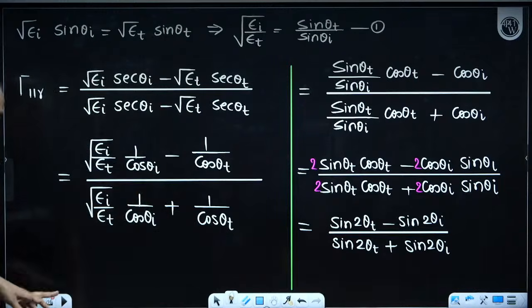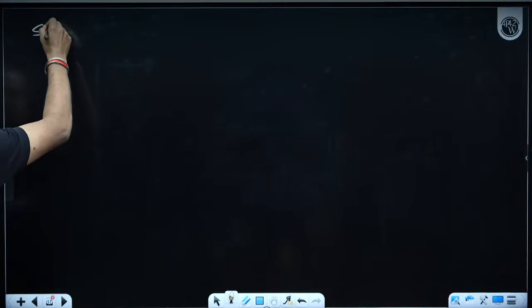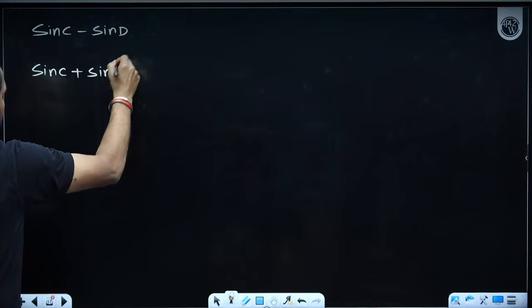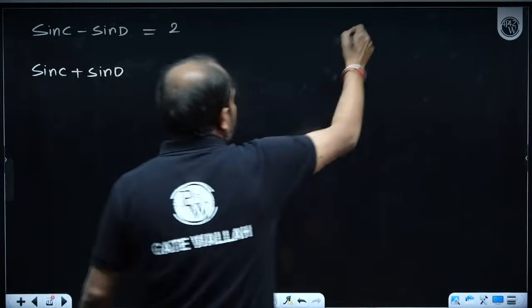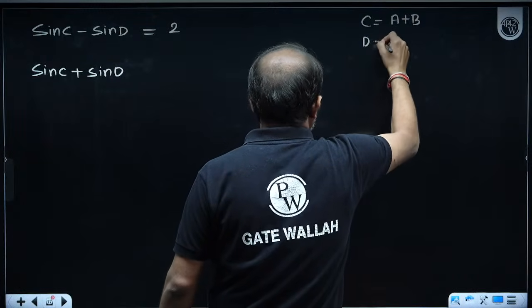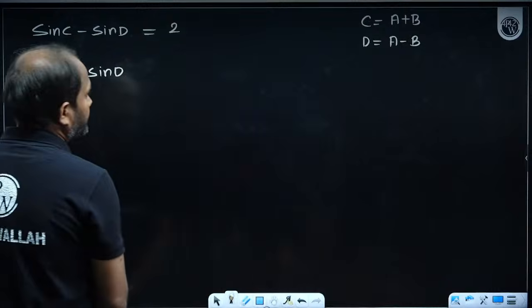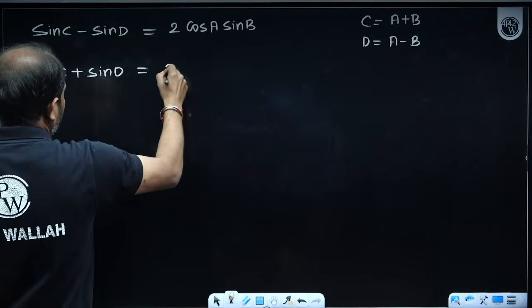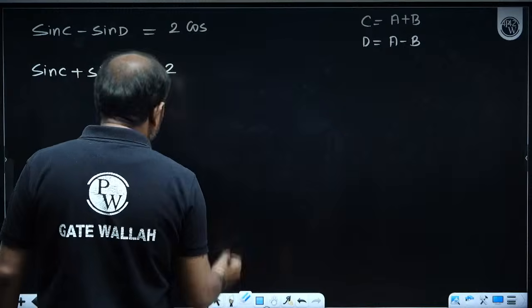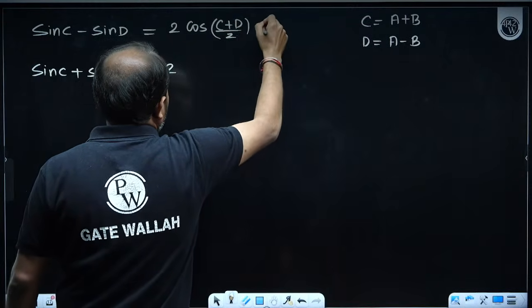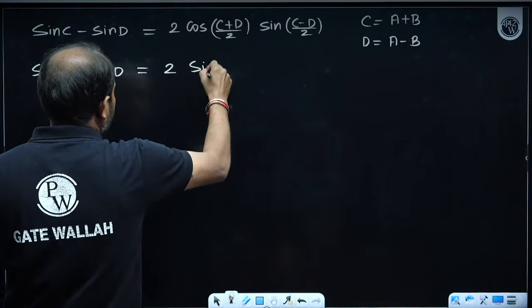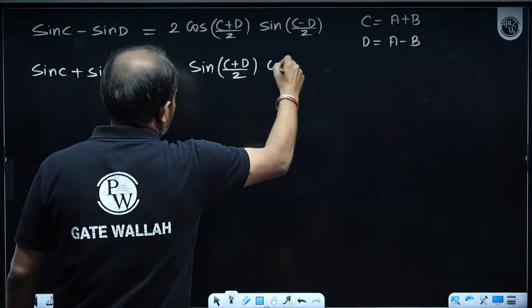Then we have to solve sine C minus sine D and sine C plus sine D. What is the value? sine C minus sine D is 2 cos of (C plus D) divided by 2 times sine of (C minus D) divided by 2, where C is equal to A plus B and D is equal to A minus B. And sine C plus sine D is 2 sine of (C plus D) divided by 2 times cos of (C minus D) divided by 2.